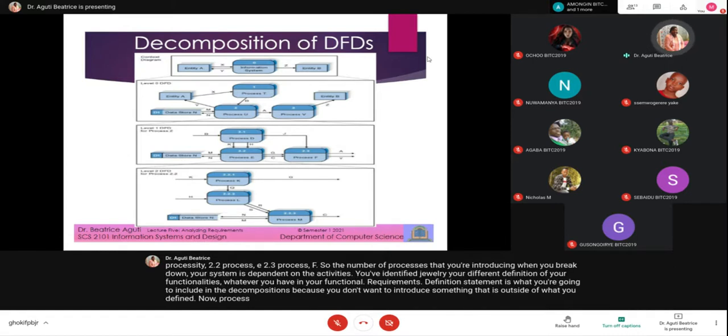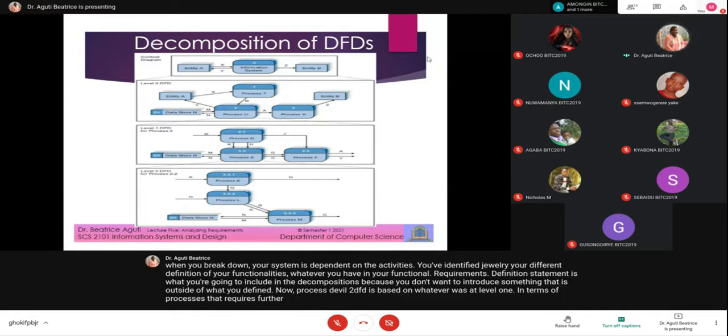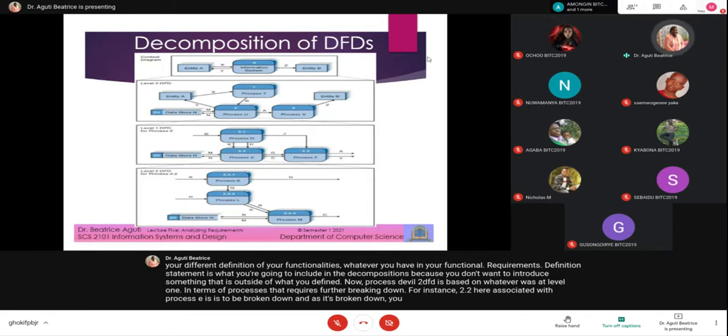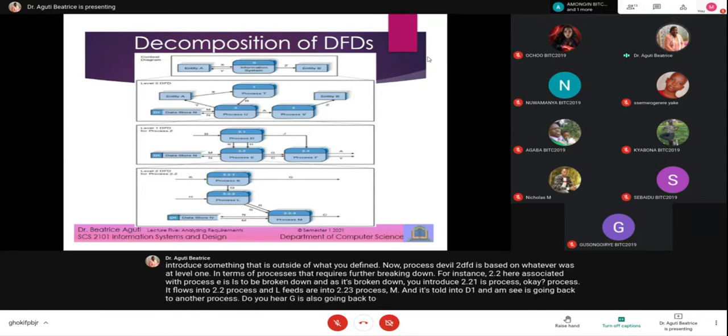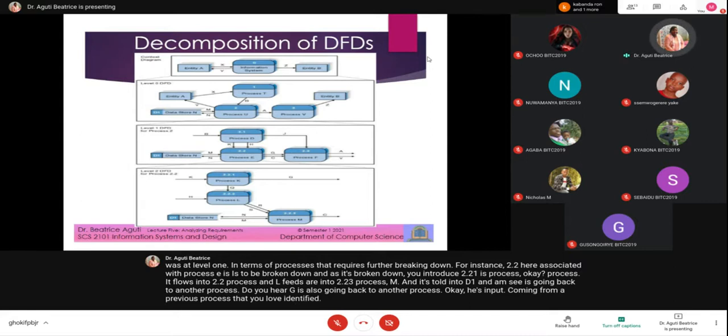Now, the next level is based on whatever was at level one in terms of processes that require further breaking down. For instance, 2.2 here, associated with process E, is to be broken down. And as it's broken down, you introduce 2.2.1, which is process K. It flows into 2.2.2, process L. Process L feeds into 2.2.3, process M, and it's stored into D1, N and M. C is going back to another process, D here, G is also going back to another process. K is input coming from a previous process that you have identified in the previous level.